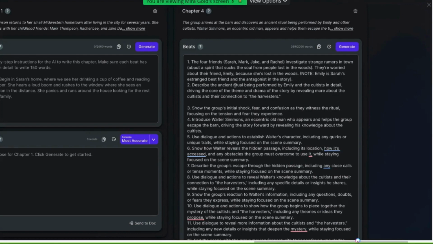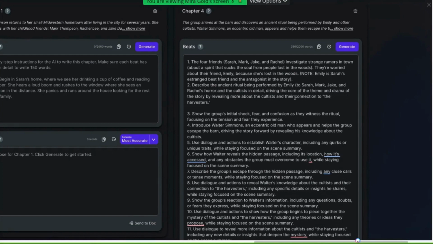Now we're going to describe the ancient ritual being performed by Emily, to Sarah, Mark, Jake, and Rachel's surprise. Horror, let's say, to their horror. And the cultists in detail, driving the core of the theme and drama of the story by revealing more about cultists and their connection to the harvesters.